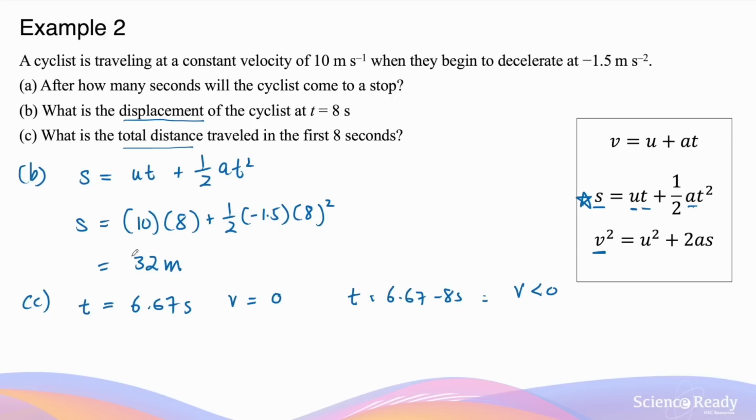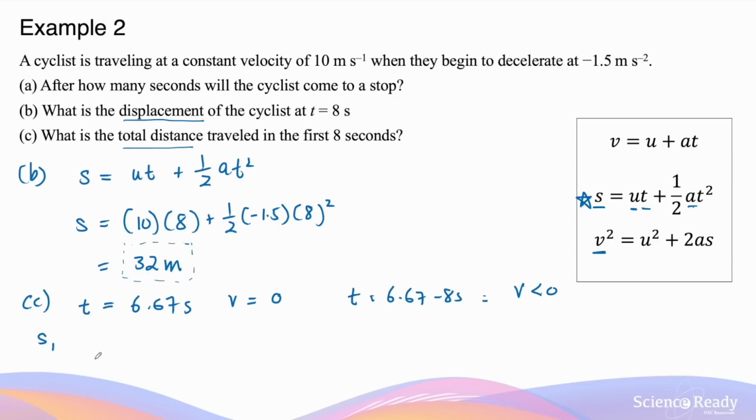So in part B, the 32 meters that we calculated, this is the displacement. This already accounts for the fact that the cyclist has turned around and started traveling back to the starting point. To find distance for part C, we need to work out the distances traveled in the two intervals separately and then add them together because the cyclist is traveling in a different direction in each of these intervals. To find the displacement/distance in each interval, we can reuse the second kinematic equation.